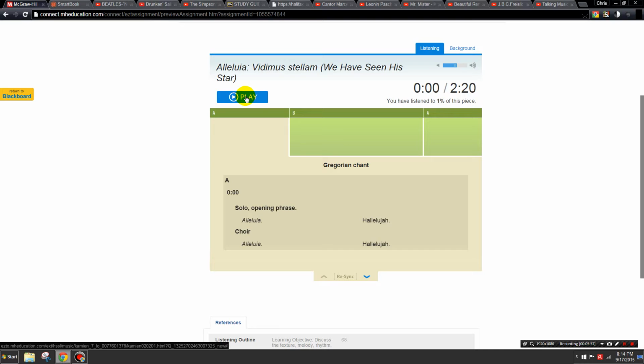So here is the Alleluia Vita Mustellum, and see if you can hear the similarities to the Jewish chant.